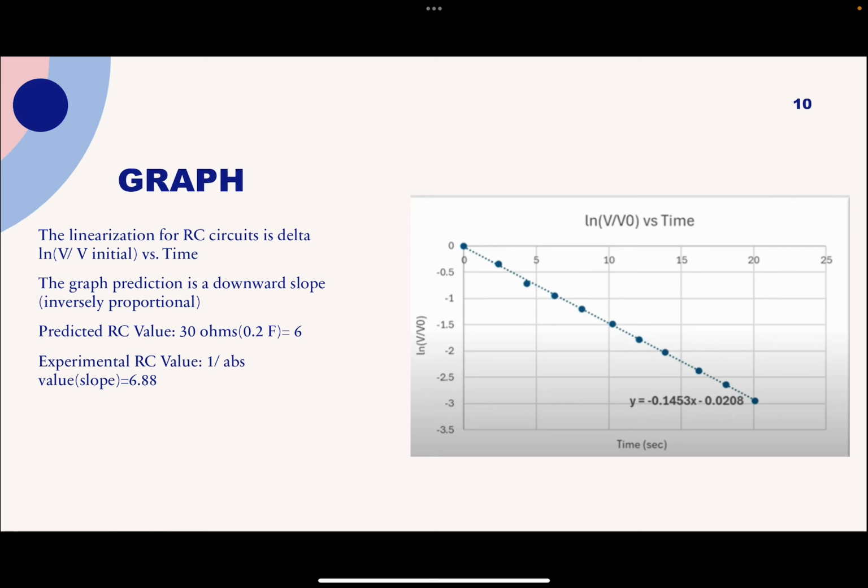So the linearization for RC circuits is delta ln V over V initial versus time. So the graph prediction is a downward slope, which is inversely proportional. The predicted RC value is 30 ohms times 0.2, which is 6. And the experimental value is 1 over the absolute value of the slope, which is 6.88.